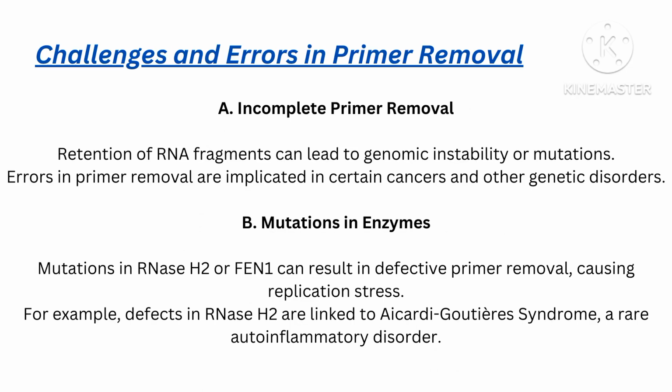Challenges and errors in primer removal. Incomplete primer removal: retention of RNA fragments can lead to genomic instability or mutations. Errors in primer removal are implicated in certain cancers and other genetic disorders. Mutations in enzymes: mutations in RNase H2 or FEN1 can result in defective primer removal, causing replication stress.